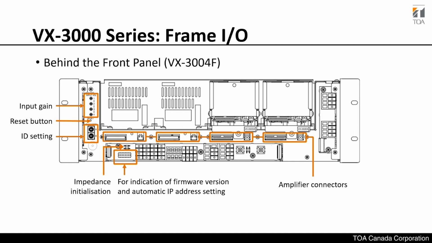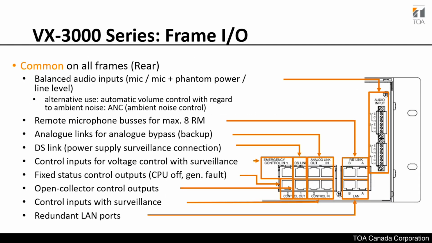And then on the front as well, you have the option to adjust the input gain of your four line or mic inputs on the back of the frame. If you look on the back, I mentioned before, we have four audio inputs, so it's pretty straightforward. Balanced, so earth, cold and hot. As much as possible, use balanced inputs. You'll be surprised the number of ground hums that we encounter, people not using balanced inputs.